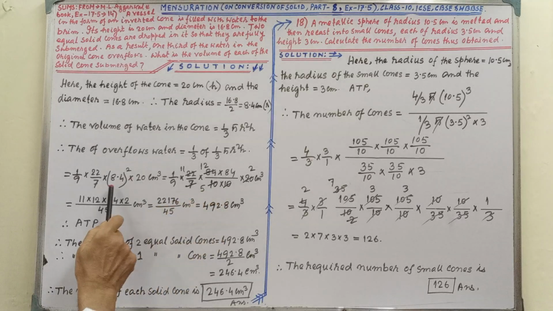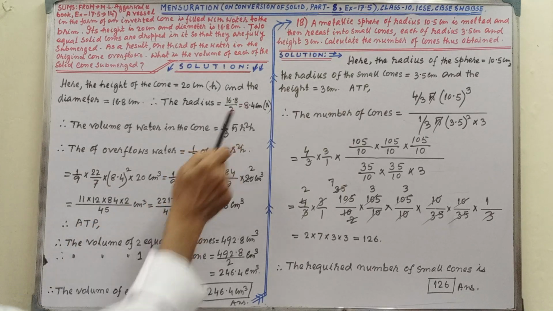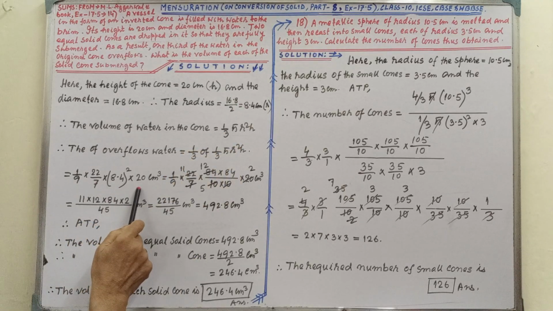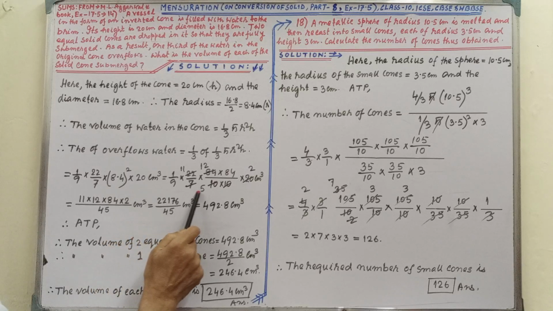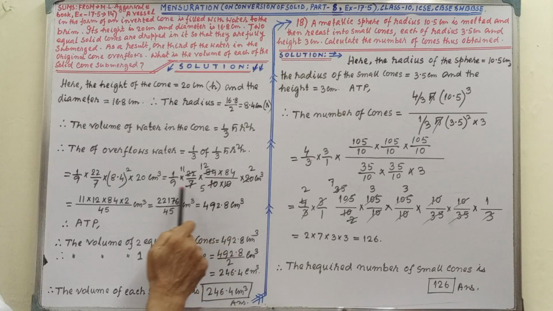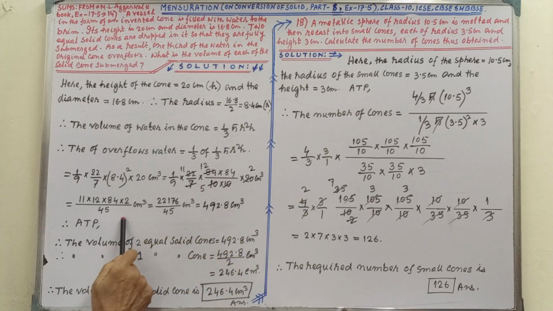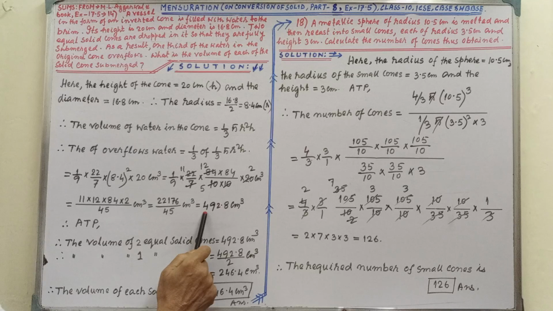After getting this, we have to put the relevant values. The value of pi is 22/7, the value of r is 8.4, and the height is 20. After putting these, you have to simplify. In simplification, you have liberty. I have followed the simplest method. You may follow this, or you may follow your own method. In this way we are getting 492.8 centimeter cube. This is the overflow water.